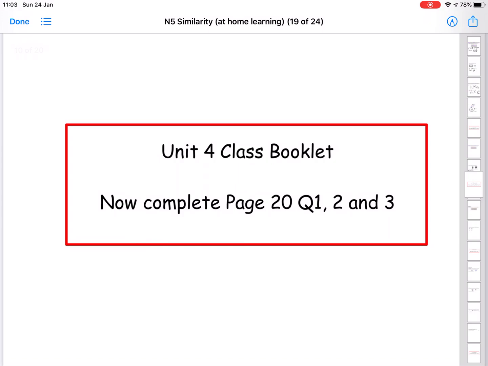So the questions for this lesson are as follows. From page 20, it's question 1, 2 and 3. So it's the full exercise from that page. It's page 20, and I think it goes on to page 21 as well.